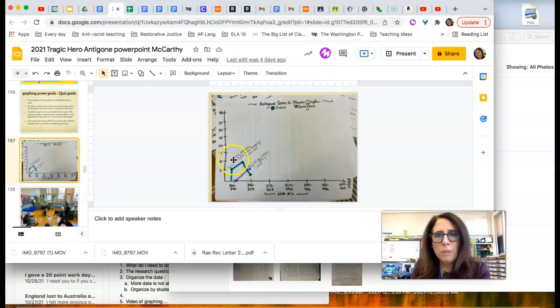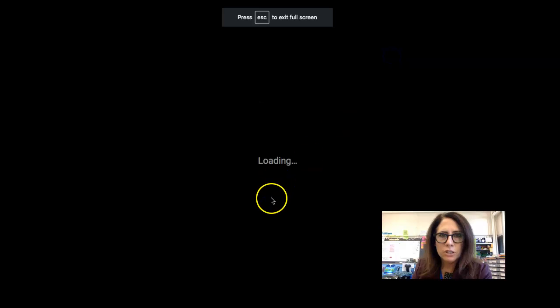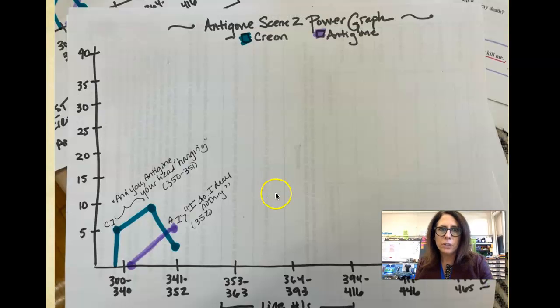Okay, so basically you are moving them across this grid. And just to show you here, you should have two different colors. You should have a color for Creon and for Antigone. I don't care exactly if the line numbers are on point, and I know mine actually is not, because I moved him here. I believe that he starts out at a 5.